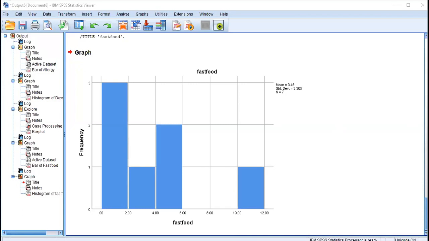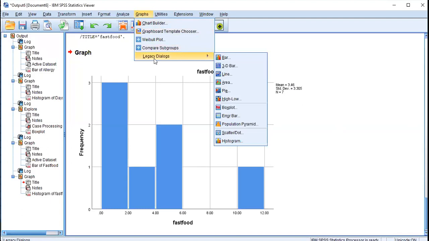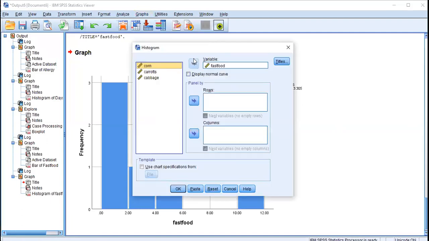B part was saying create a histogram of corn and print your results. And what is the mean rating for corn? So histogram for corn is to be done. So that's the question we have got. Again, graphs, legacy dialogues. Then I'm going for this histogram, and then I'm resetting it because the new data is there. So corn is the answer.